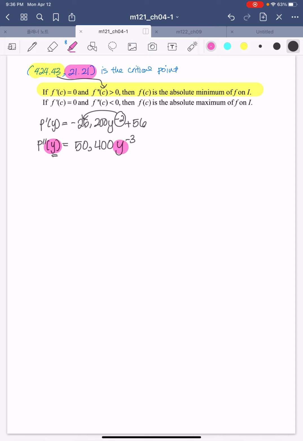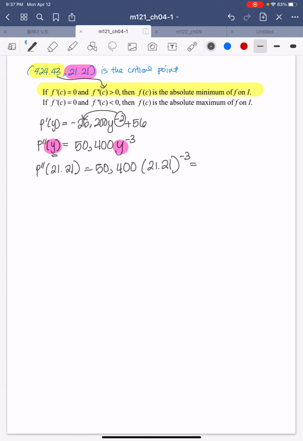Okay. If you did it the other way, with x, then you plug in 424.43, but I put it in terms of y, so we use the y value. So p double prime of 21.21 is 50,400 times 21.21 raised to negative 3. Let's use that with the calculator.